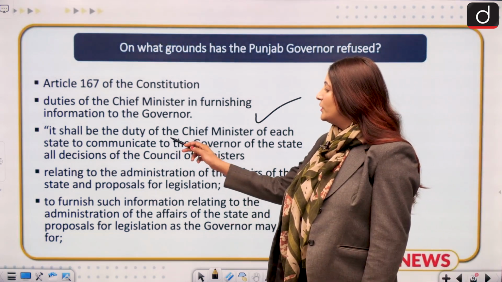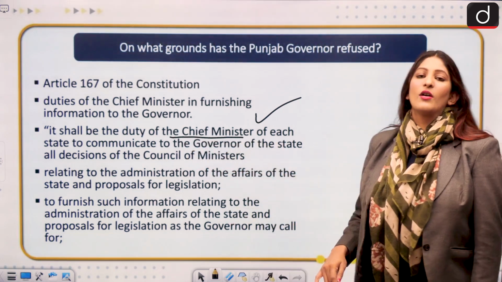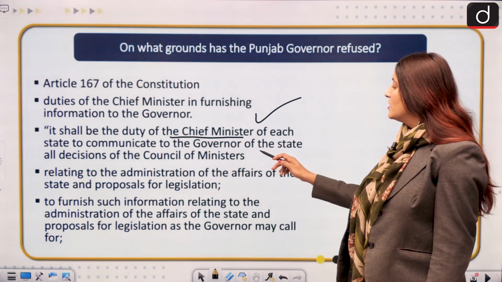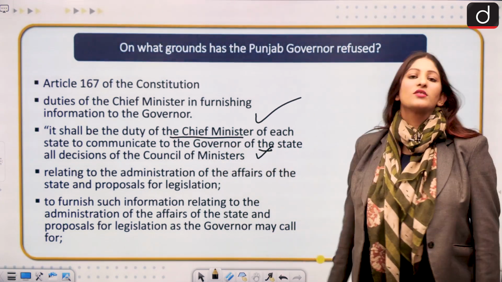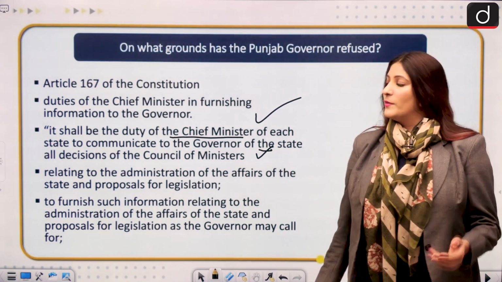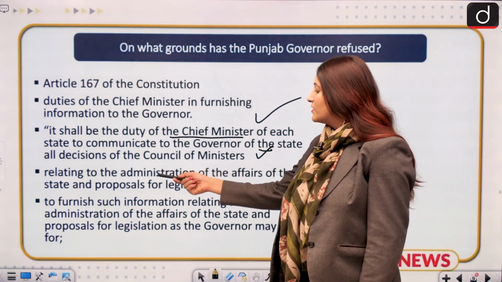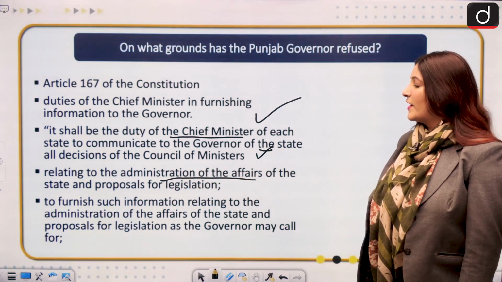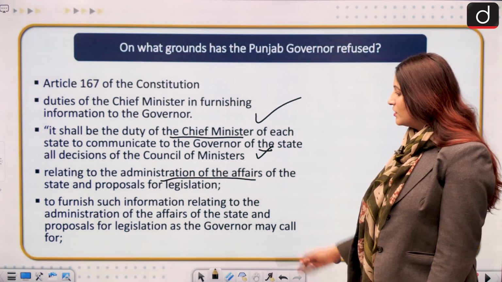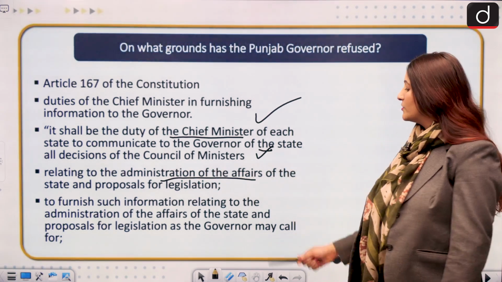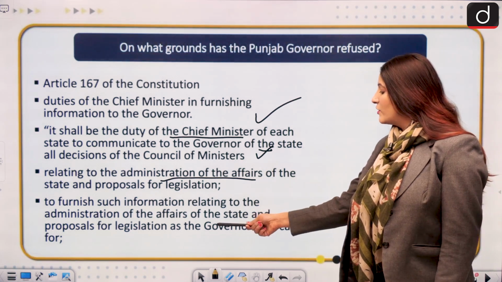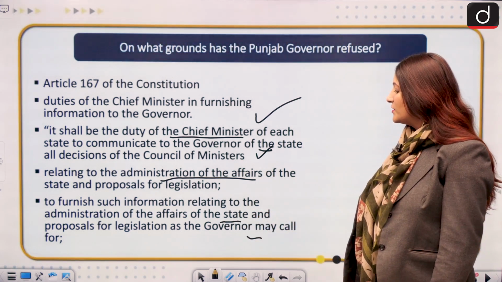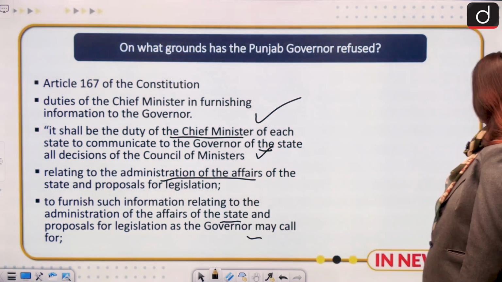It shall be the duty of the Chief Minister of each state to communicate to the governor of the state all decisions of the Council of Ministers, so that there can be proper coordination relating to the administration of the affairs of the state and proposals for legislation, and to furnish such information relating to the administration of the affairs of the state and proposals for legislation as the governor may call for.